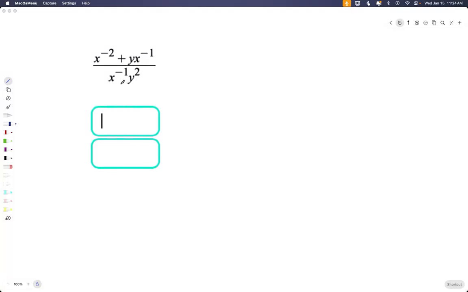The first thing we need to do is to make it two different terms, to separate with this operation and duplicate the denominator for both of them, right? So x to the negative 2 over x to the negative 1 y squared plus, so there's our operation, and we've got y x to the negative 1 over, we'll repeat this, x to the negative 1 y squared.